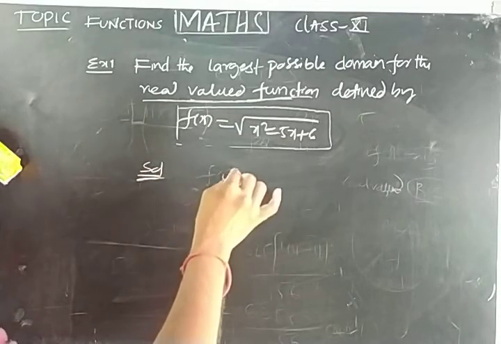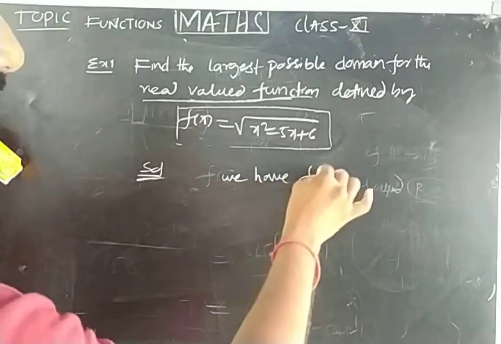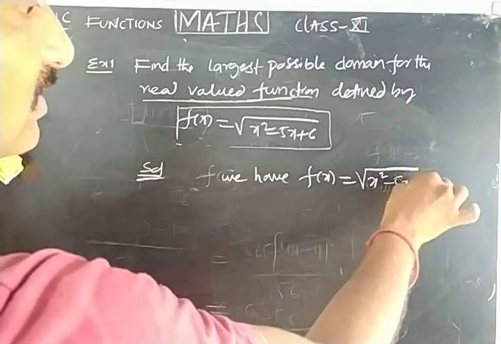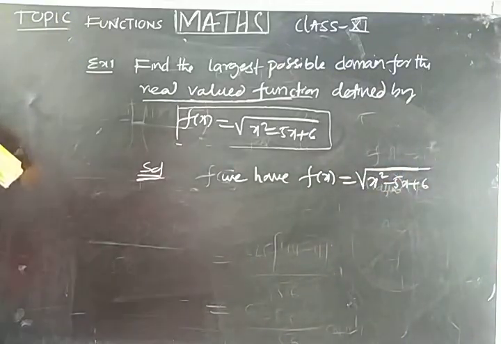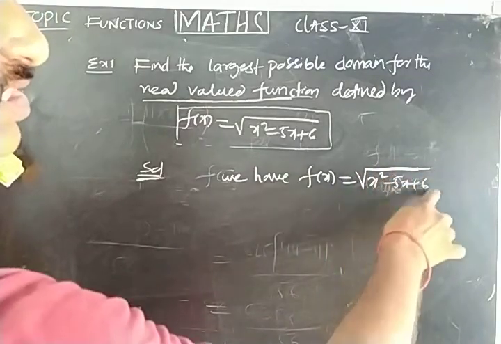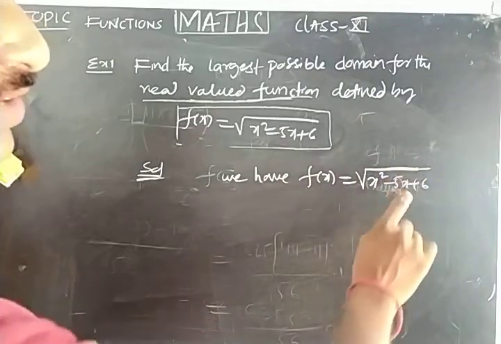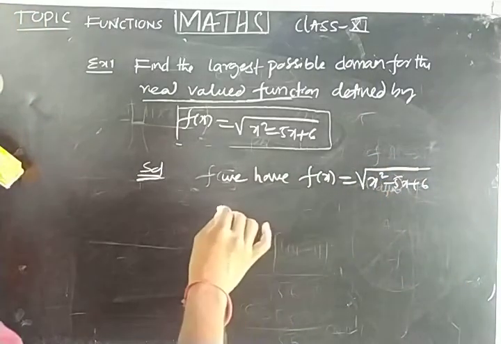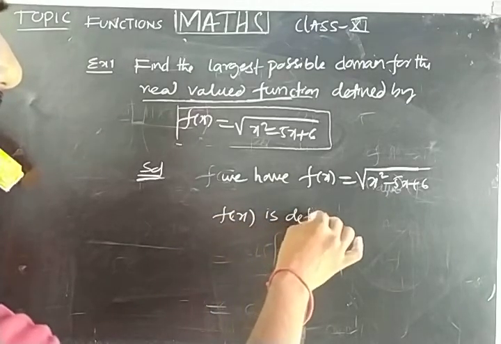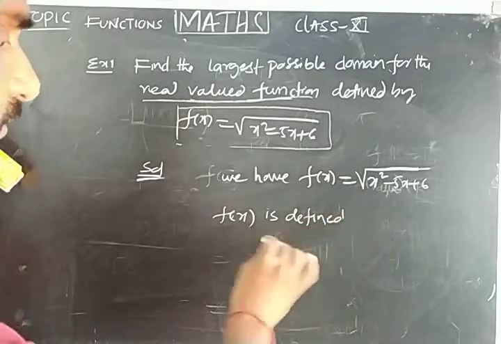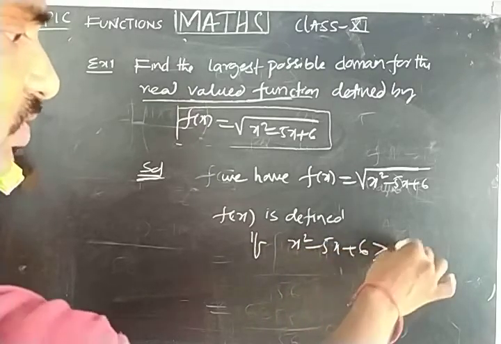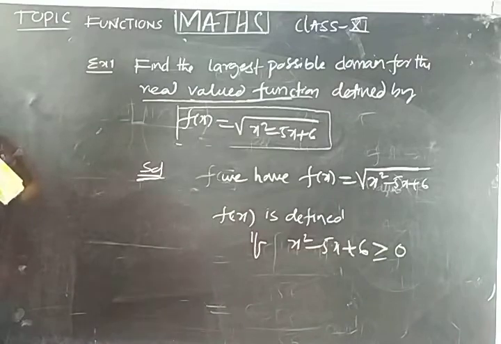We have f of x is equal to under root of x square minus 5x plus 6. Okay, what I said yesterday, for an under root function, the expression which is under the root should be greater than or equal to 0. So f of x is defined if x square minus 5x plus 6 is greater than or equal to 0. So for what values of x will it be greater than or equal to 0?